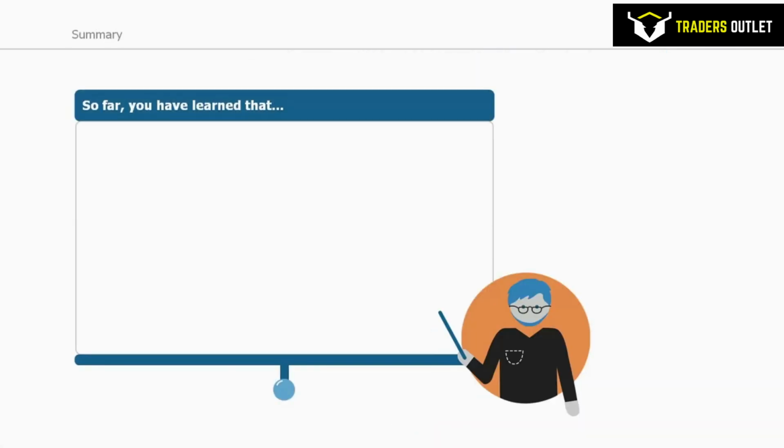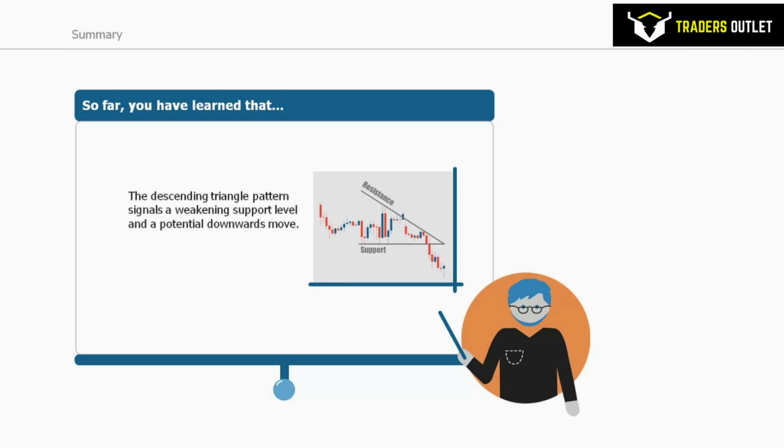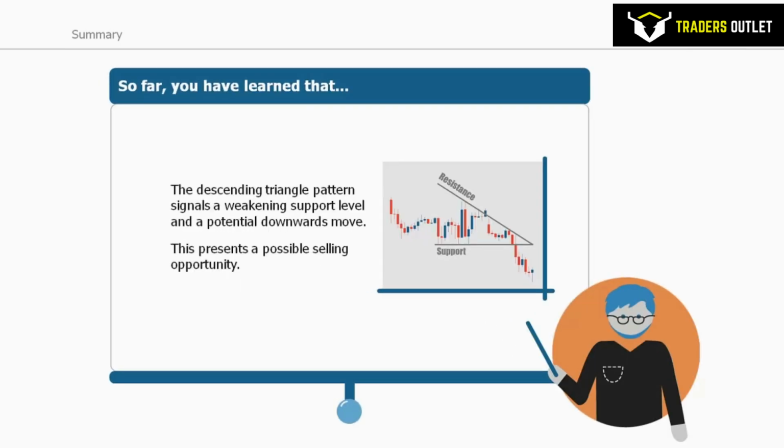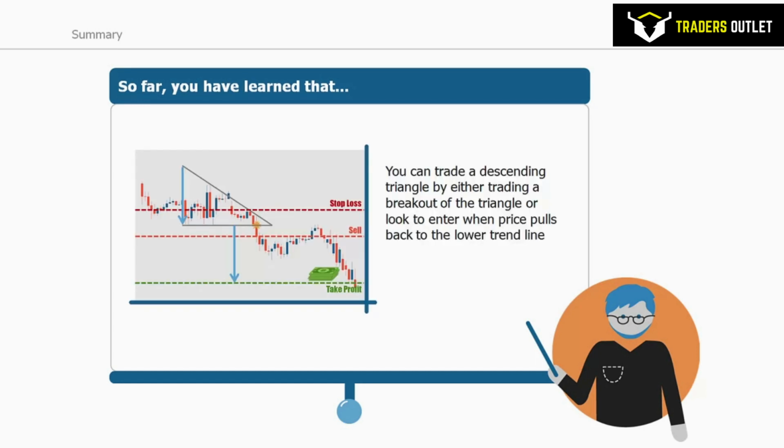So far, you have learned that the descending triangle pattern signals a weakening support level and a potential downwards move. This presents a possible selling opportunity. You can trade a descending triangle by either trading a breakout of the triangle or looking to enter when price pulls back to the lower trend line. The stop loss would go above the resistance level.